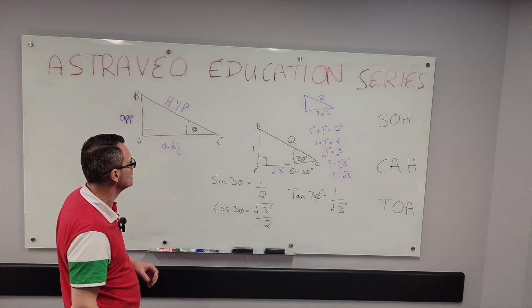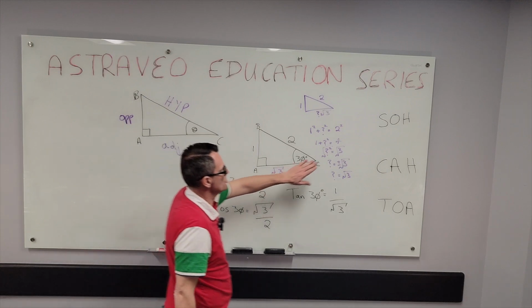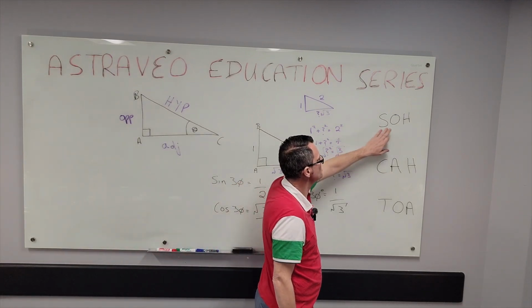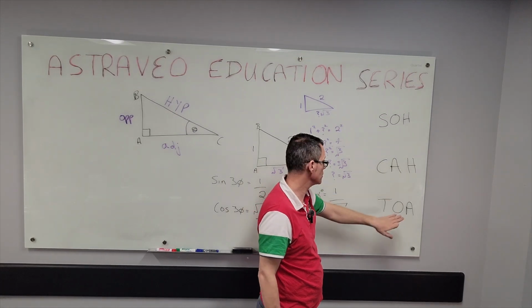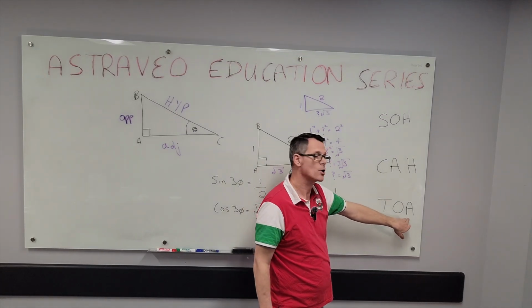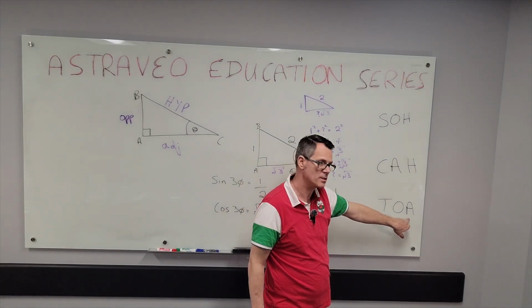It's really good. So we have 3 definitions. Sine, opposite divided by hypotenuse. Cosine, adjacent divided by hypotenuse. And tangent is opposite divided by adjacent.